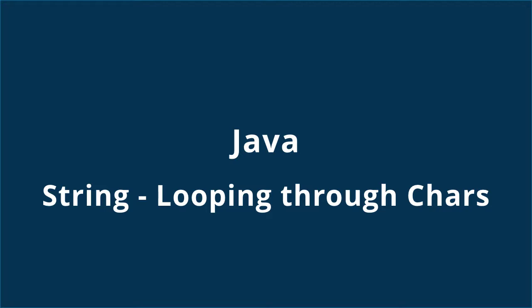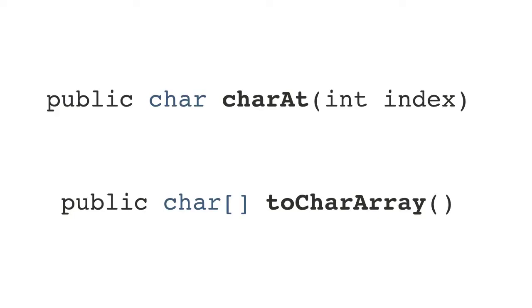In a Java string. This can be a common task when working with strings and is often used when you need to look for a specific character in a string, such as a number or maybe a special character. There are two methods on the string class that will help you loop through each character, the charAt and the toCharArray methods. Let's go ahead and take a look at how to use each of them.